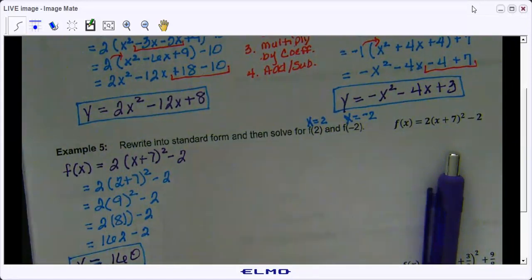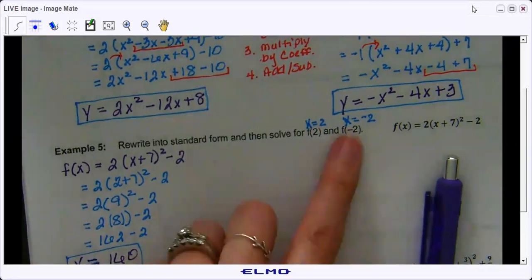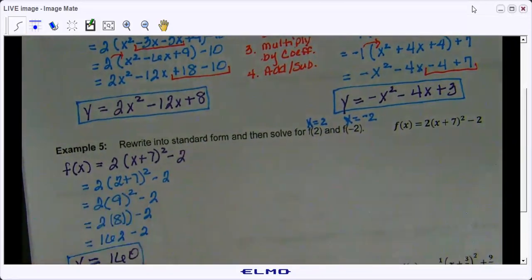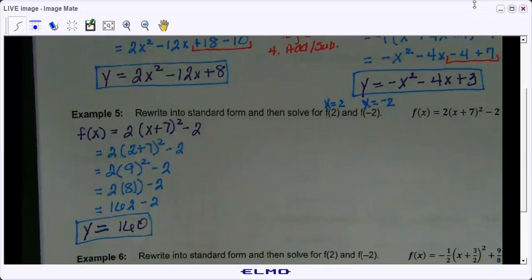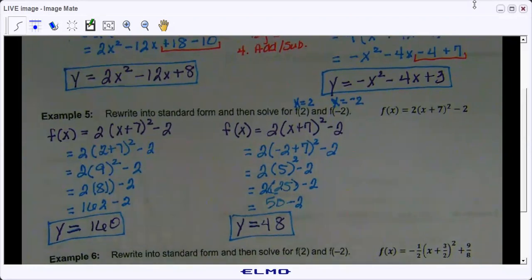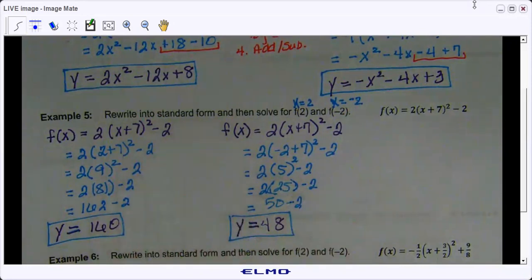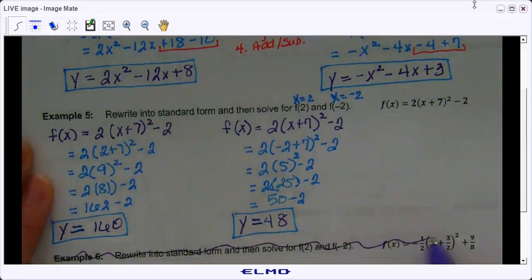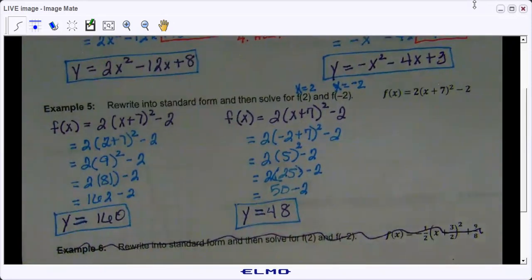All right, I want you guys to do the same thing that we did here for -2. So plug -2 into the x, and then we'll come back and check our answer. So I'm going to pause the video. Okay, so this is what you should have gotten. Now, it does say to rewrite it into standard form, then solve, but really you can do either. You can rewrite it into standard form and solve, or you can solve just using the vertex form. Okay, I think using the vertex form is easy. And we are going to skip example 6. And we're going to move on to the back.